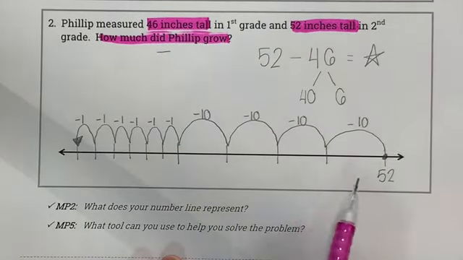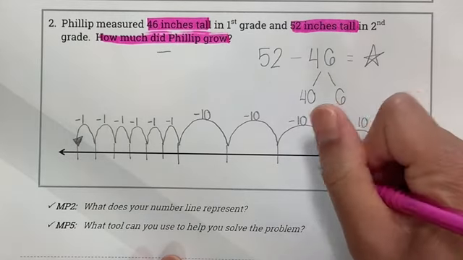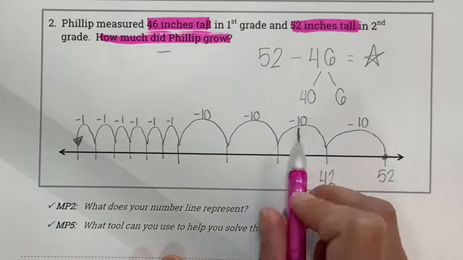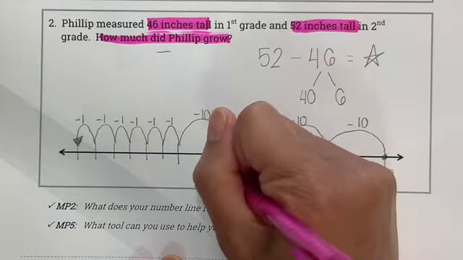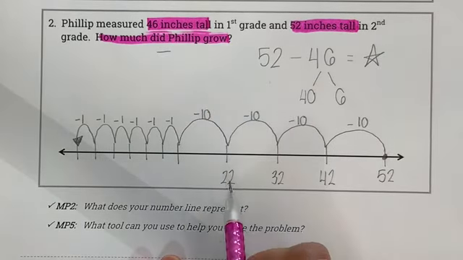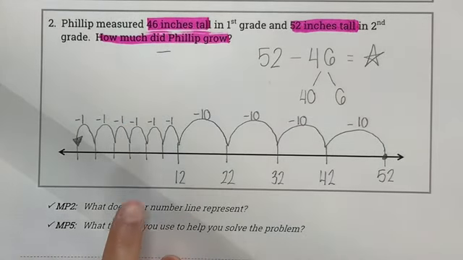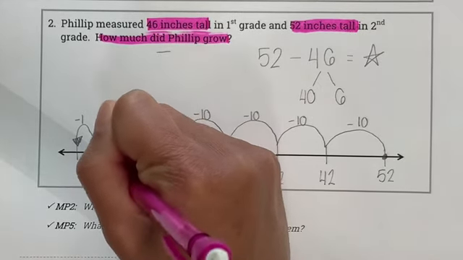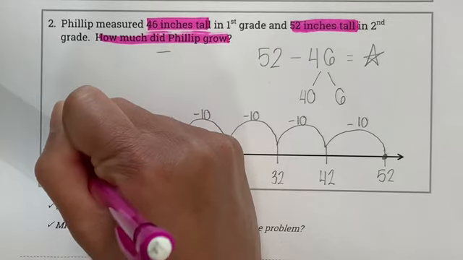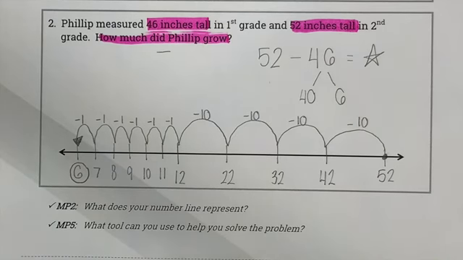All right, and then now I just need to label the number line with the proper numbers. So 52 minus 10 is 42. 42 minus 10 is 32. 32 minus 10 is 22. And 22 minus 10 is 12. And then 12 minus 1, 11, 10, 9, 8, 7, 6. So I circle 6 because that's the number that I land on.